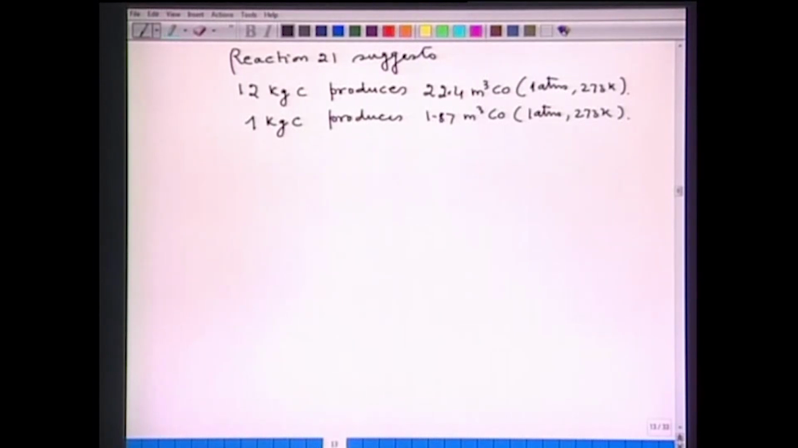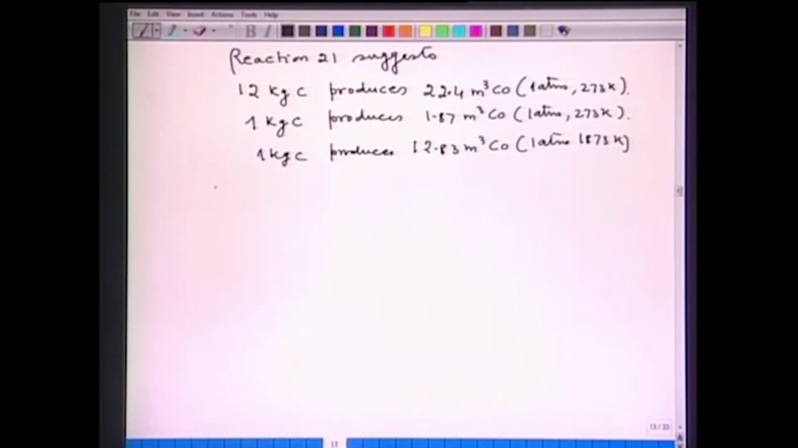This particular volume of CO at 1873 Kelvin will become 12.83 meter cube CO at 1 atmosphere and 1873 Kelvin. That is, 1 kg carbon produces 12.83 meter cube CO at 1 atmospheric pressure and 1873 Kelvin.